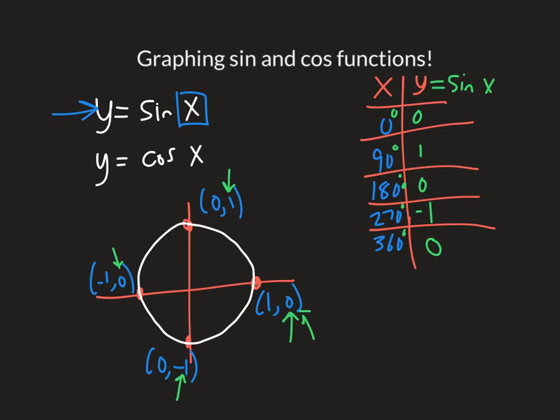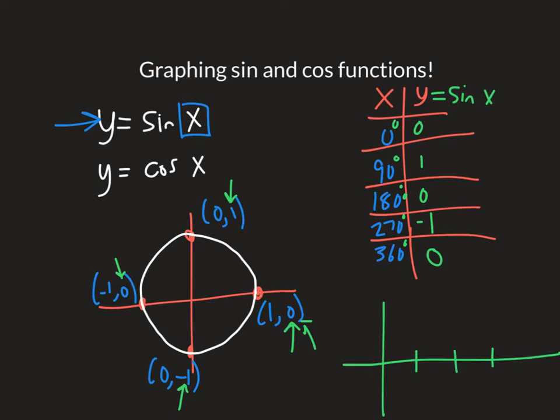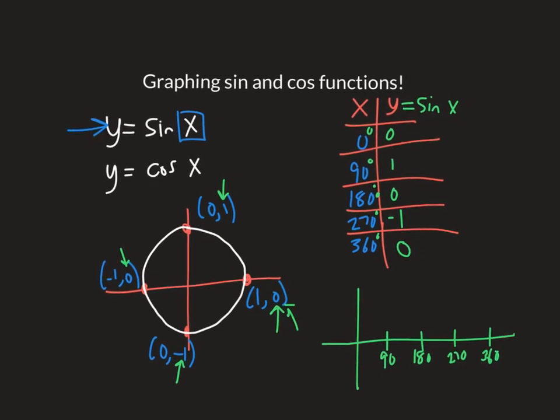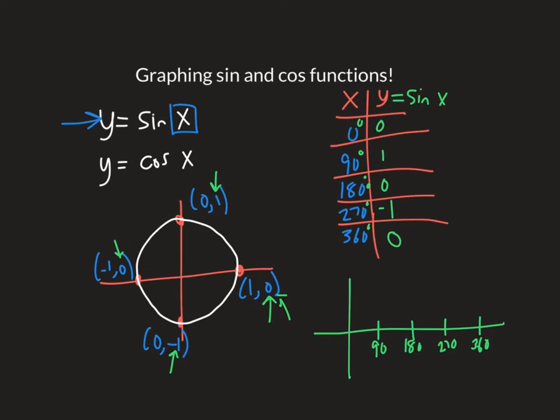Let's do it. I have a graph set up here. Actually, I'll just do it on this page as well, and we'll fit it in a little better. The way these are going to look, your x values are going to be 90 degrees, 180 degrees, 270 degrees, 360 degrees. Actually, let's plot what we have, not get ahead of ourselves, and then we'll talk. So the first point from my table is 0, 0. So this one's going to start at the origin.